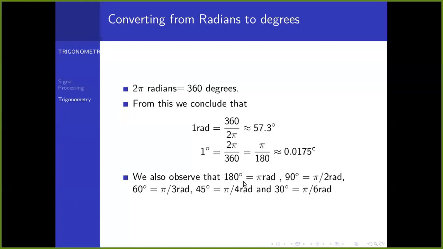Some of the common angles that we normally meet, like 180 degrees, we know that would be pi, 90 degrees will be pi over 2, 60 will be pi over 3, 45 will be pi over 4, and 30 will be pi over 6.